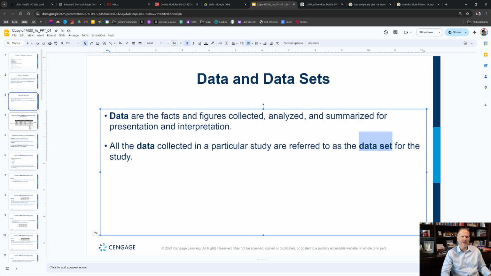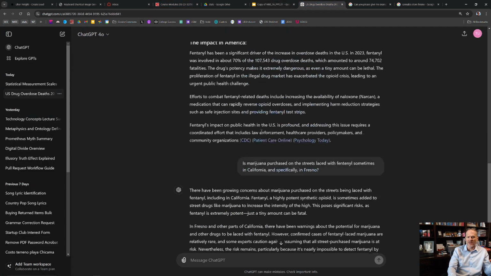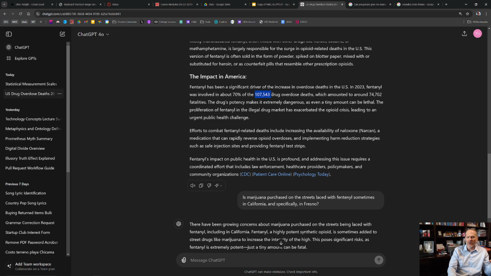When we do studies, we usually study a sample from an entire population. So the population of this study, where there are 107,000 drug overdose deaths, is all of the United States, right? And for this study, we have all the data from the entire population. It wasn't done with a sample.